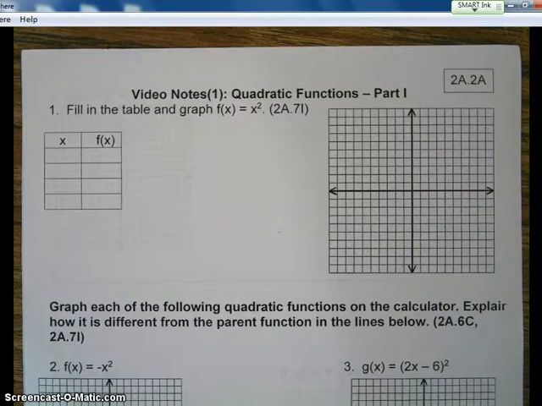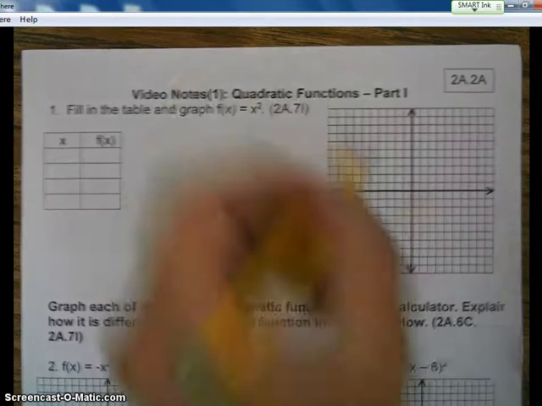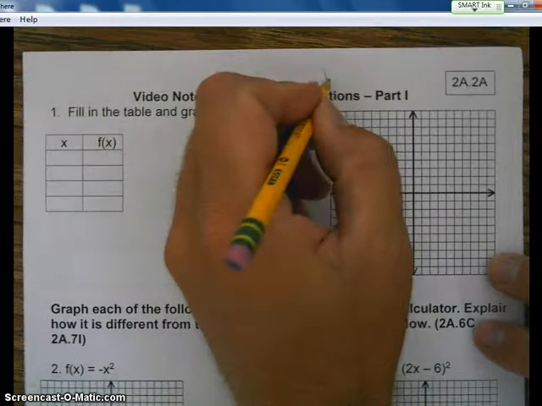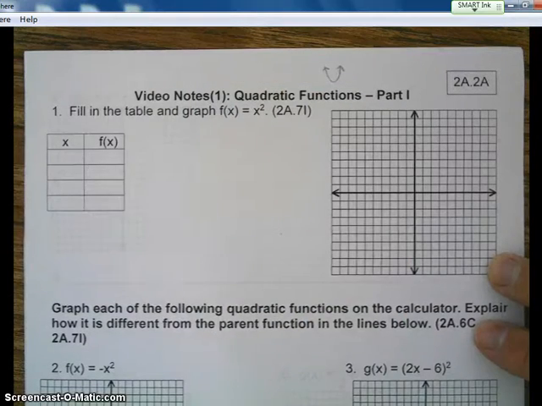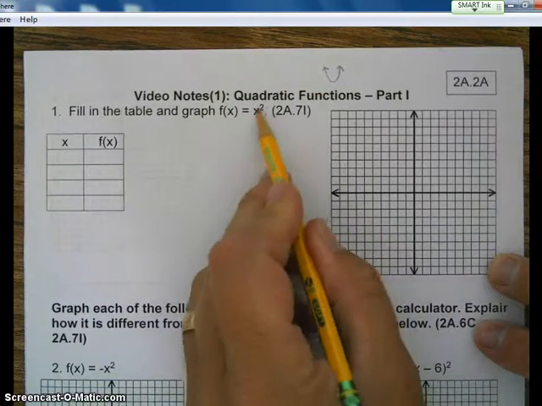We're going to start off looking at quadratic functions. If you'll remember, a couple years ago in Algebra 1 you learned about quadratic functions. Remember that they make a parabola when you graph them. And how do we know when we have a quadratic function? That's when your exponent is a 2.